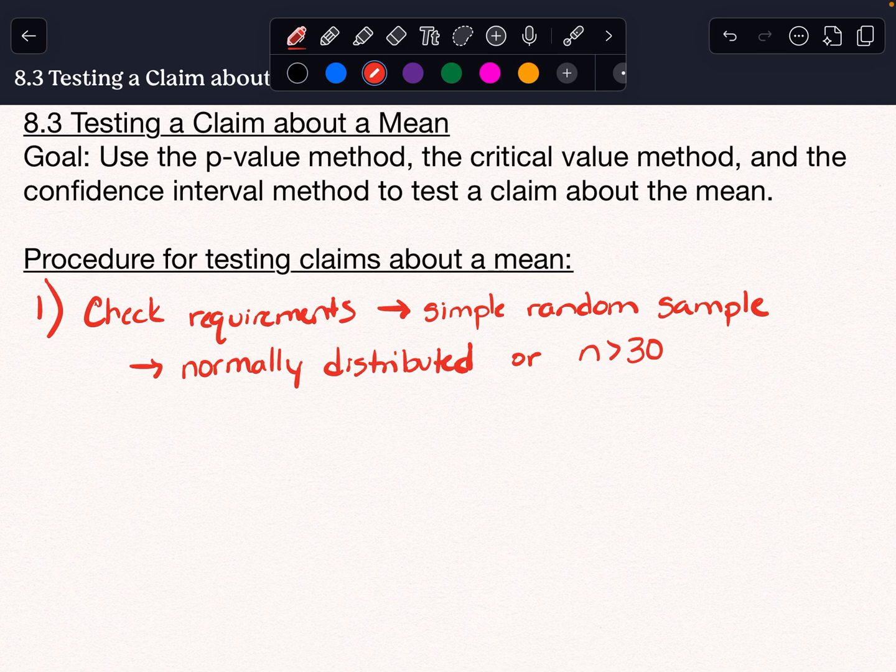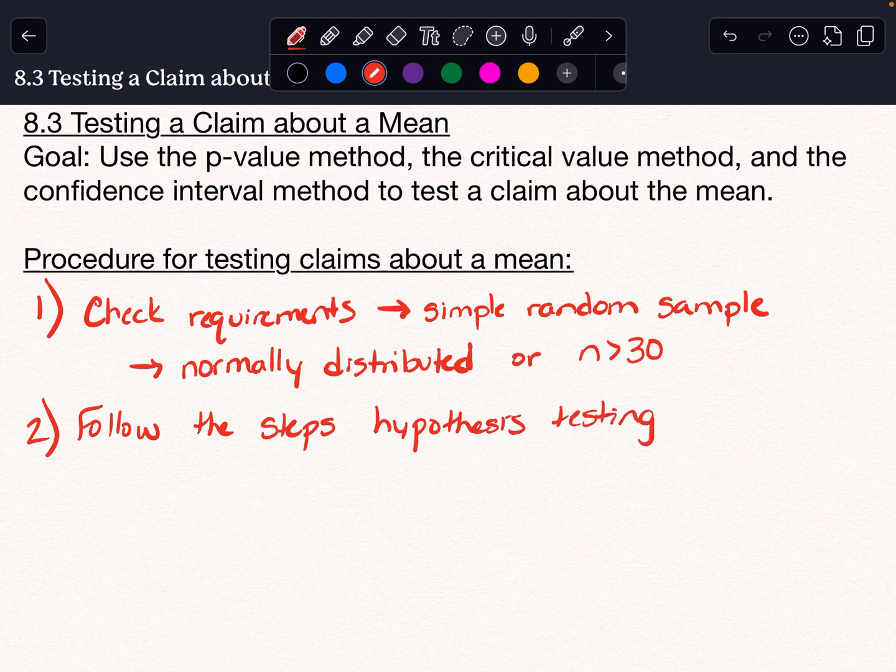So if it doesn't say normally distributed, can we imply it's normal distribution, or do we have to do more work with that? We're gonna follow the steps for hypothesis testing. So we'll do our null and all that fun stuff. But with mean, our test statistic is different. So remember, a mean, it follows a t-distribution, if you remember when we did that.